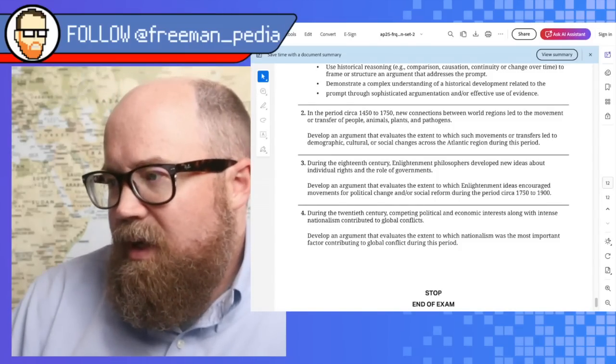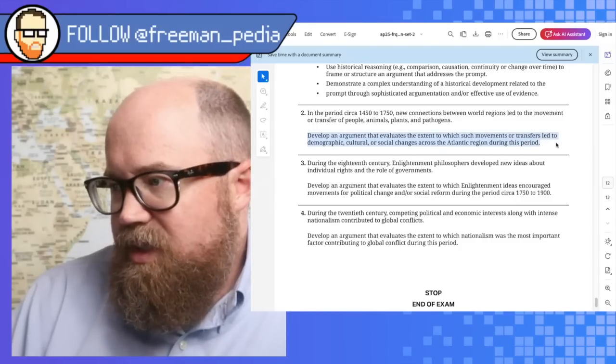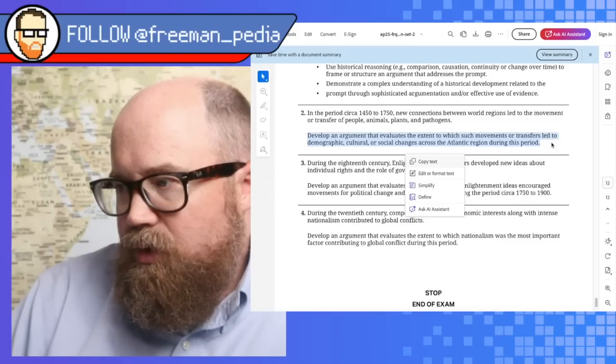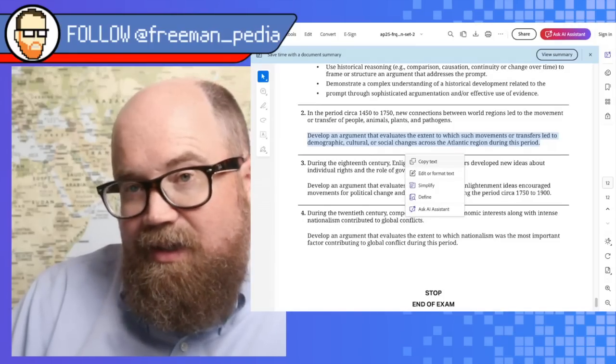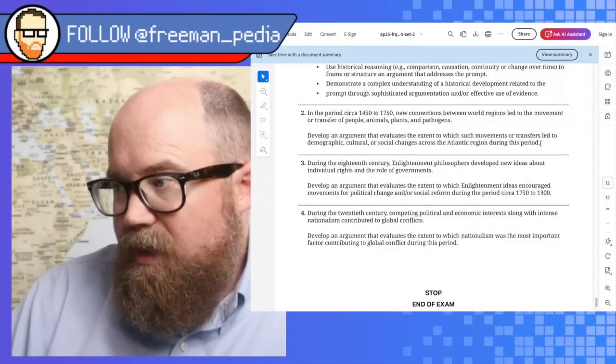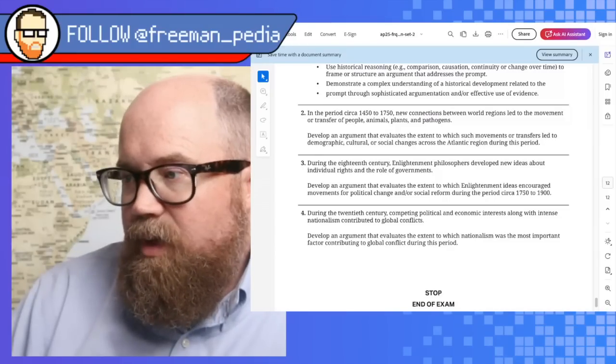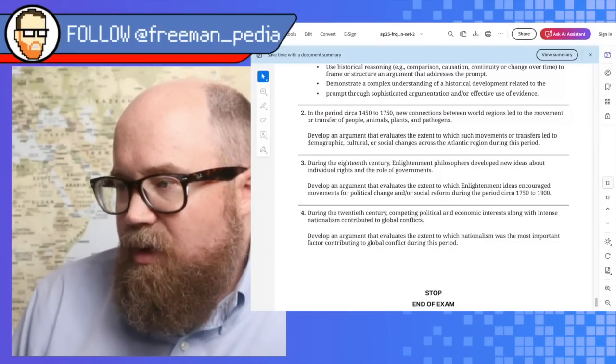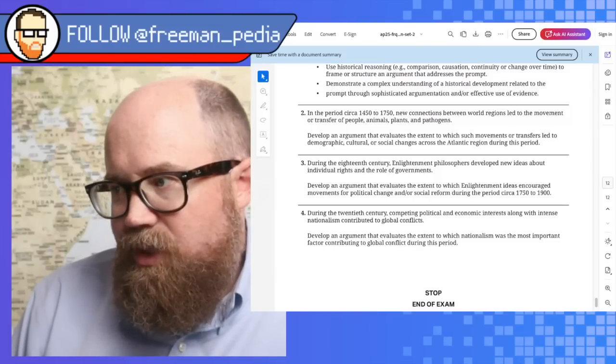LEQ time. Real quick, develop an argument that evaluates the extent to which movements or transfers led to demographic, cultural, or social changes across the Atlantic. That's a Columbian Exchange question. I warned you about that. So make a claim that says how much movements or transfers led to demographic, cultural, or social changes across the Atlantic.